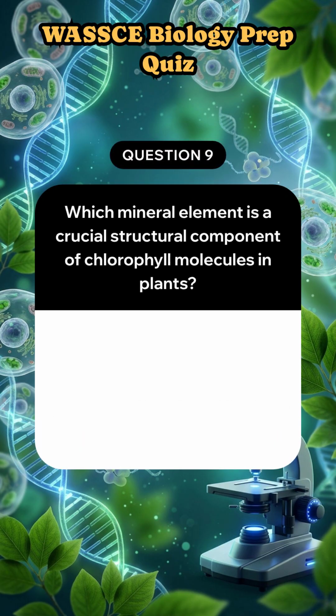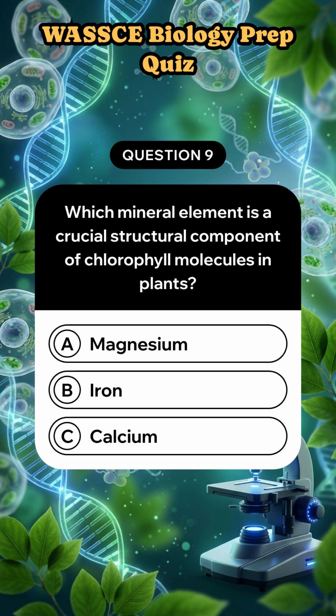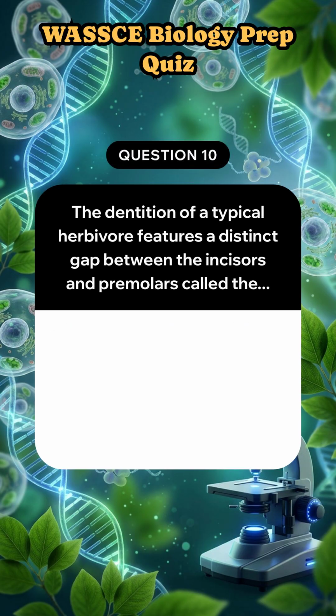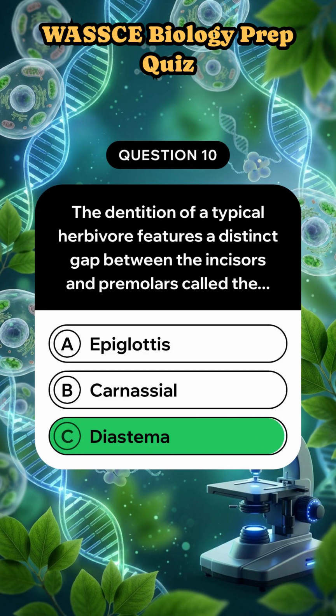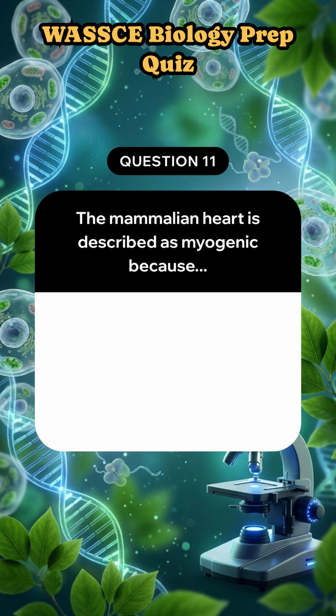Which mineral element is a crucial structural component of chlorophyll molecules in plants? The dentition of a typical herbivore features a distinct gap between the incisors and premolars called the? The mammalian heart is described as myogenic because?